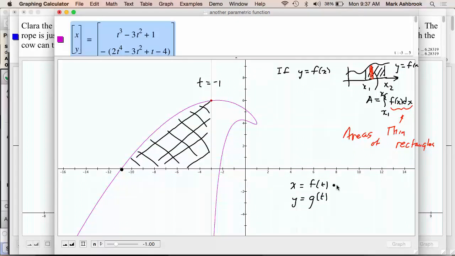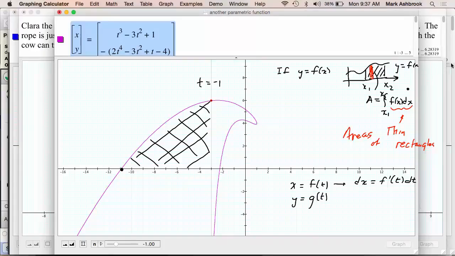And what's dx? Well, if x is f of t, then what's dx? Dx is f prime of t dt. Like a little chain rule there, right? It's going to be the derivative of that function with respect to t, times the differential of t, dt.